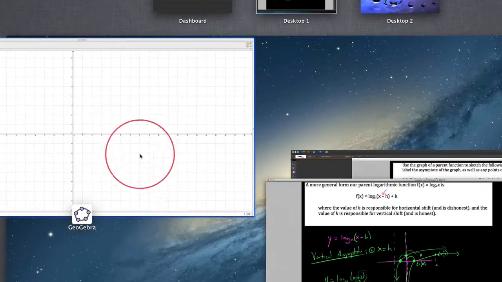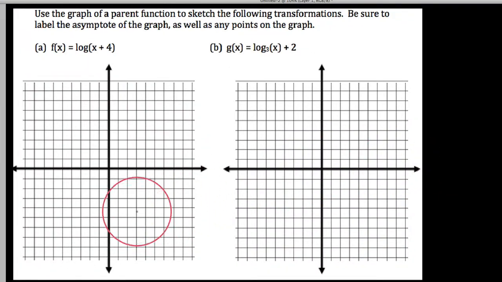Well, anyways, I would like to graph a couple of these and then be done with this video. We say, all right, use the graph of the parent function to sketch the following transformations. Be sure to label the asymptote of the graph as well as any points on the graph. Okay, so it's very important. If I were asked to graph y equals log of x plus 4, now this is log base what? It's a common log, so we say log base 10.